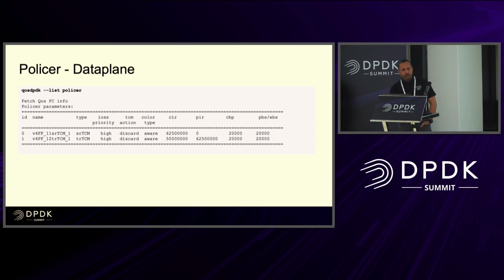This is the DPDK view, a data plane view of the programmed values. We have an index. We have the name for the policer, and we know what loss priority, what color, and what values are configured. The last field is PBS or EBS. In the single field classifier, you use the PBS; we are using the common field to display.